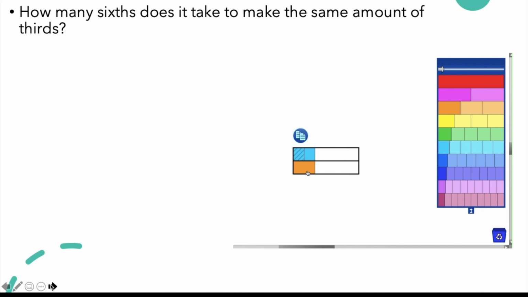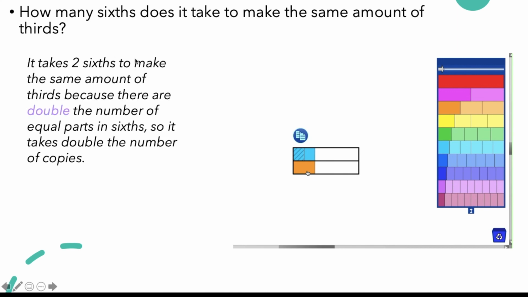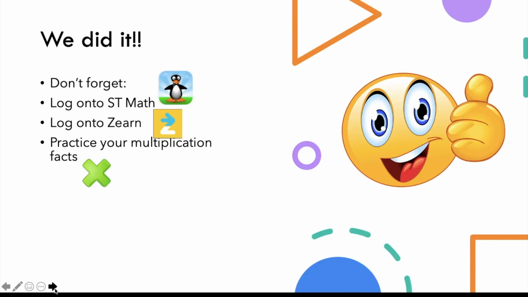All right, so now let's get my sentence here. All right, it takes 2/6 to make the same amount of thirds because there are double the number of equal parts in sixths. So it takes double the number of copies. Again, I went back to double because it's 2 times. We did it! Hooray! Give yourself a pat on the back.